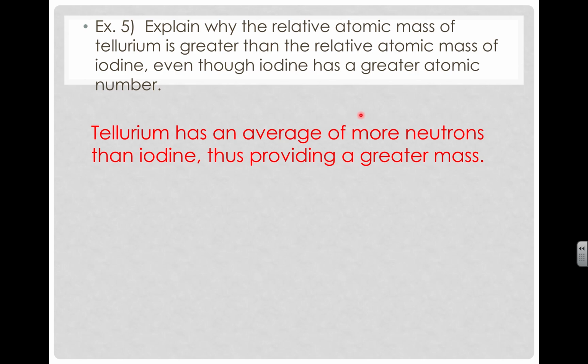Now, when you are given a problem like this, or you're given a question where it says explain something, explain means give a detailed account. So it's basically probably going to be a statement, 1 or 2 sentences, and it's asking you to compare tellurium to iodine. So in your answer, you must write tellurium and iodine in your answer. It has more neutrons than iodine. Okay, you must compare both of them to get credit.